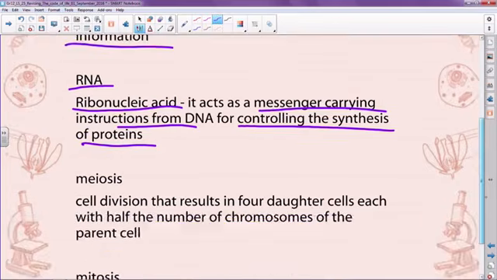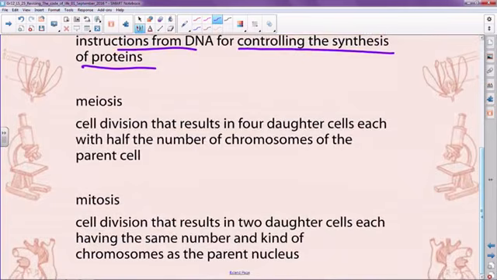Now we've got these 2 words that a lot of us get confused about. First one, meiosis. Well, let me tell you both, meiosis and mitosis. Meiosis is cell division that results in 4 daughter cells, each having half the amount of chromosomes of the parent cell. And there's only one place it's going to happen in the body. It's where you make your sex cells, in other words, sperms or eggs, or should I say the gametes. The male gametes and the female gametes.